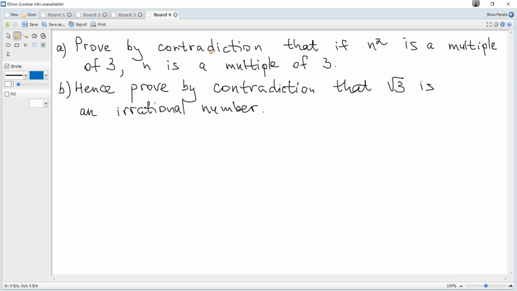Prove by contradiction that if n squared is a multiple of 3, n is a multiple of 3. So we start with the negation and write down the assumption.